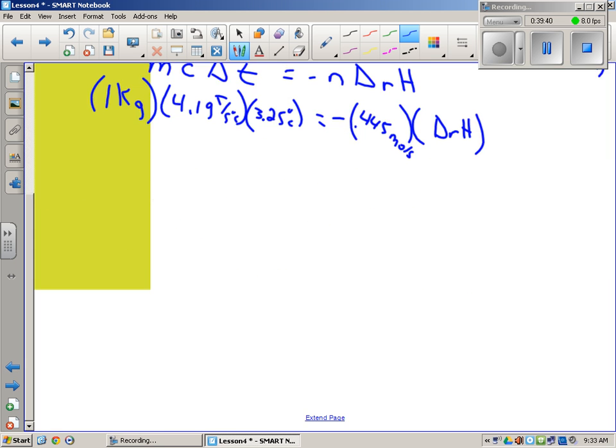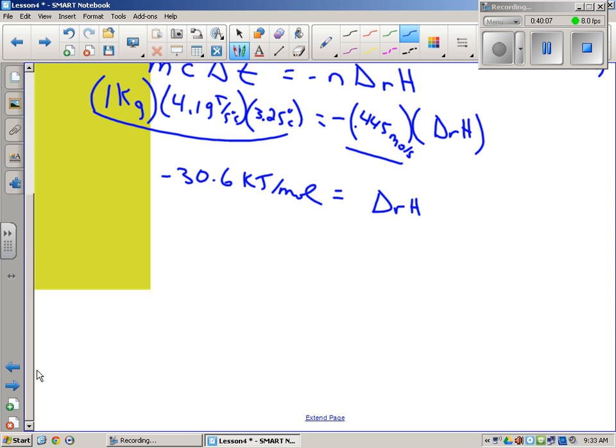And as you can imagine here, delta H. So 1 times 4.19 here times our 3.25 divided by 0.445, and I get a negative 30.6 kilojoules per mole. Yes? Okay. Multiply these numbers here, of course. Divide by this number here.